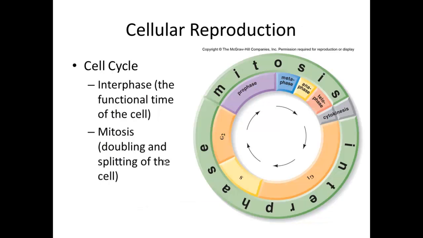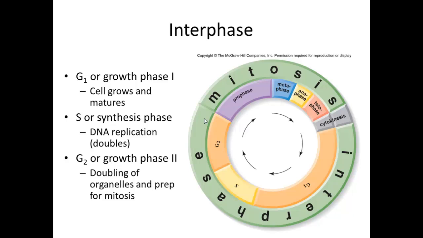The cell cycle can be split into two major phases: mitosis, which involves the splitting of the cell into two separate cells, and interphase, which is really the functional part of the cell. This is where it's doing its job, and also prepares for mitosis. The three parts of interphase are the G1, S, and G2 phases.